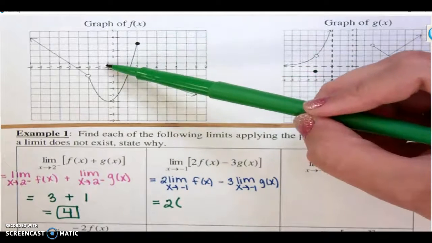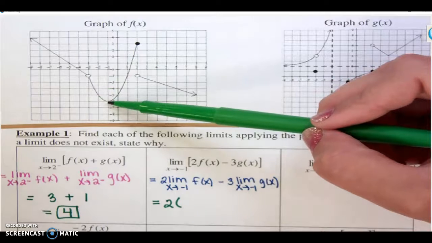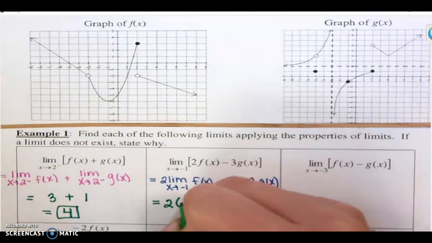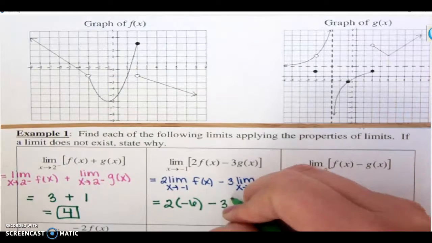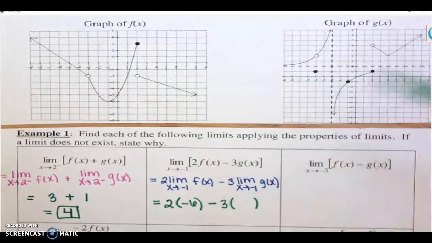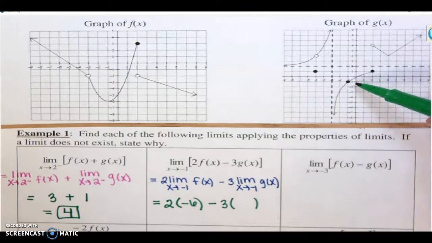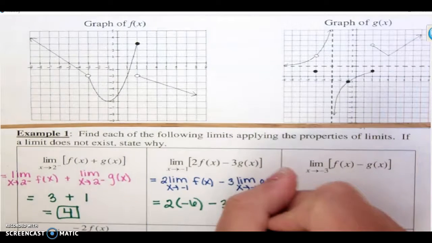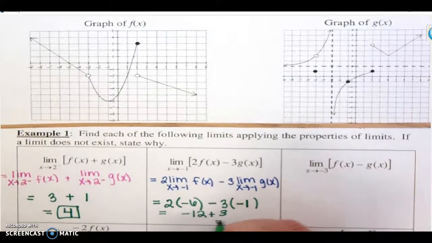So here's negative 1. Make sure you check the left and the right. Well, at the left and the right, it's come to that negative 6. So 2 times negative 6. Then we have minus that 3. And now we've got to figure out the limit as x approaches negative 1 of g of x. Well, here's negative 1. The left and the right are the same, and that y value is negative 1. So this will give us negative 12 plus 3, so we end up with negative 9.